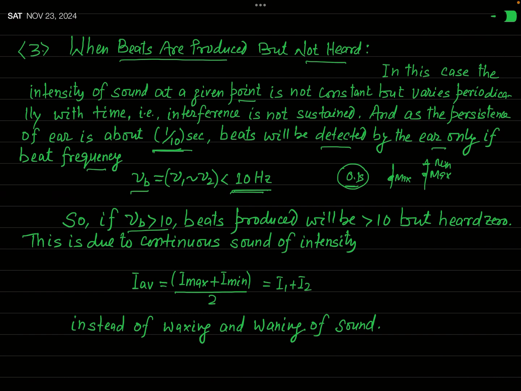The beats are produced, but our ear will be unable to detect them. So if the beat frequency is greater than 10, then the beats will be produced, but no beat will be heard by our ear. So this is a very remarkable fact. Beats are produced, but we can't hear them. We can't detect them.